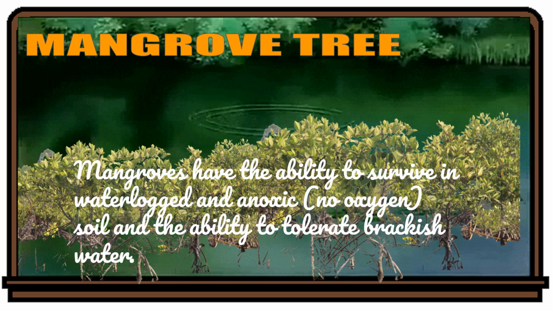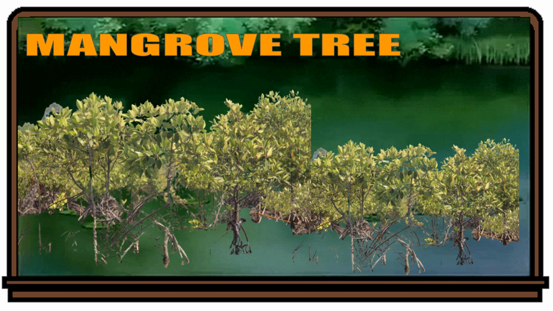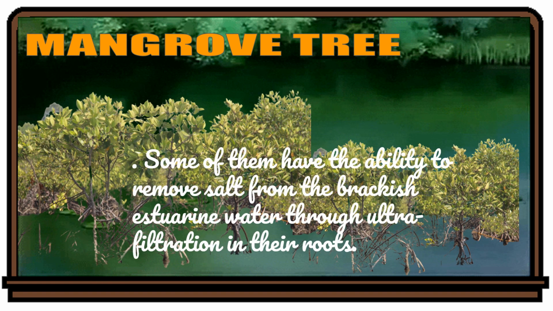Mangroves have the ability to survive in waterlogged and anoxic, which means no oxygen, soil, and the ability to tolerate brackish water. Some of them have the ability to remove salt from the brackish estuarine water through ultrafiltration in the roots.